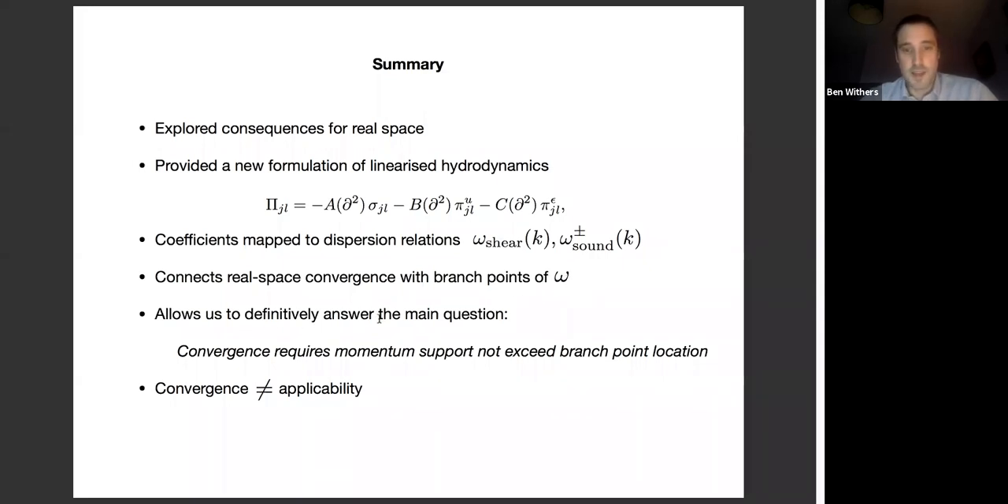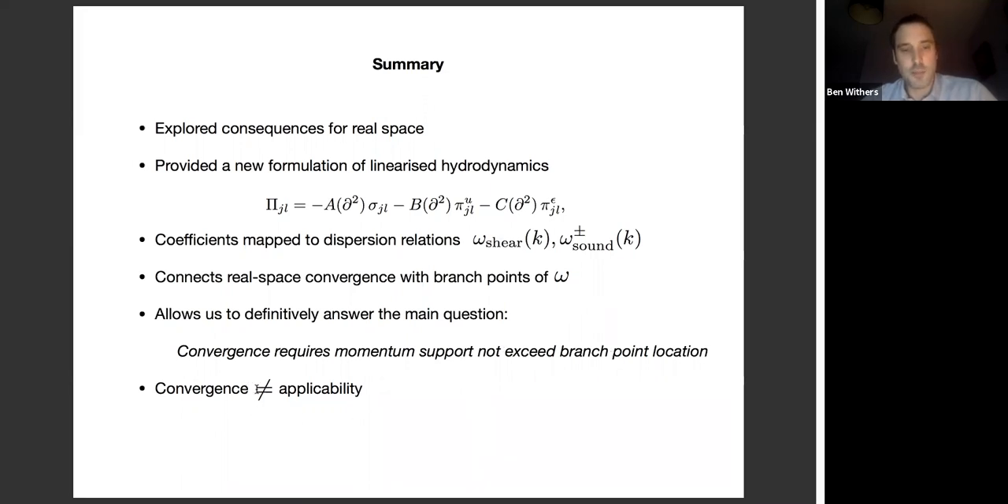So the definitive answer to the main question, at least in linearized hydrodynamics, is that convergence requires that the momentum space support not exceed the location of these branch points. So in the end, I think it's a very neat answer that the condition is intrinsically microscopic because the location of the branch point is intrinsically microscopic. But evaluating the result, you need to know something about the solution, for example, the initial data. Then you can check whether the momentum support does or does not exceed this branch point.